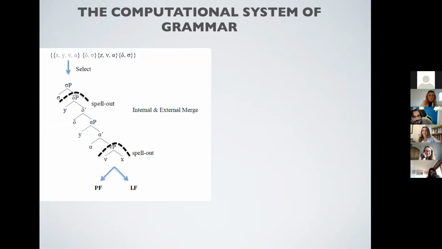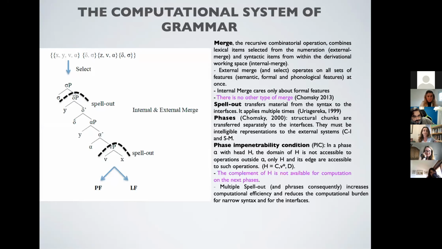So here is my textbook of minimalism, right? The computational system of grammar. We have merge, a recursive combinatorial operation. It combines lexical items selected from the enumeration, that's called external merge, and syntactic items from within the derivational working space, internal merge. We might say that external merge operates on all sets of features at once. So it takes a feature-full item from the enumeration and puts it in the working space, and internal merge cares only about formal features. There is no other type of merge, as Chomsky 2013 says.